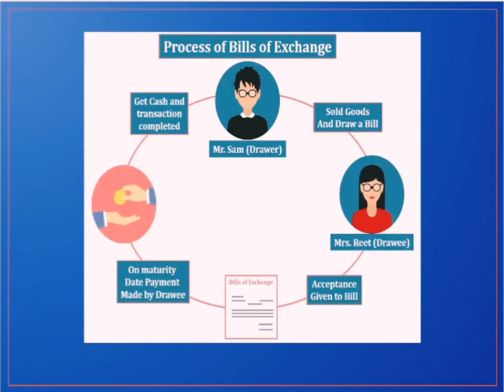Now, we can easily understand the process of bill of exchange. Mr. Sam sold the goods to Mrs. Reed on credit. He is a seller and becomes a drawer, and Mrs. Reed is a drawee. Mr. Sam, the drawer, makes the bill of exchange, and Mrs. Reed accepts the bill of exchange. And on maturity date, payment is made by the drawee, and Mr. Sam gets cash and the transaction gets completed.